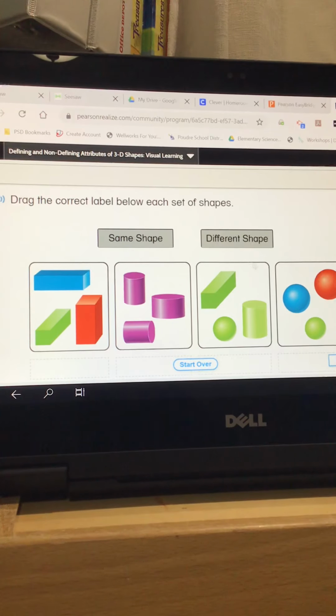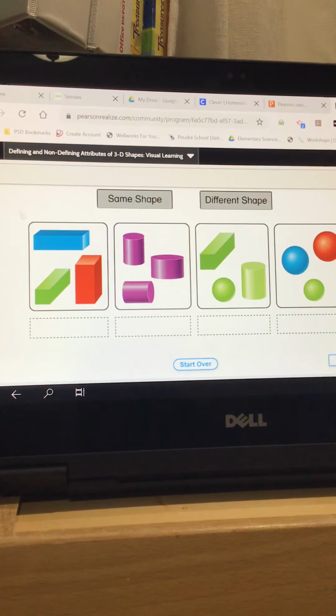Well, let's find out. It says drag the correct label below each set of shapes. So are these all the same shape? Just because they're different sizes and different positions, are they the same shape? Yes. Same with our cylinders. Just because they are in different positions and this one's shorter and this one's longer, it still is the same shape.